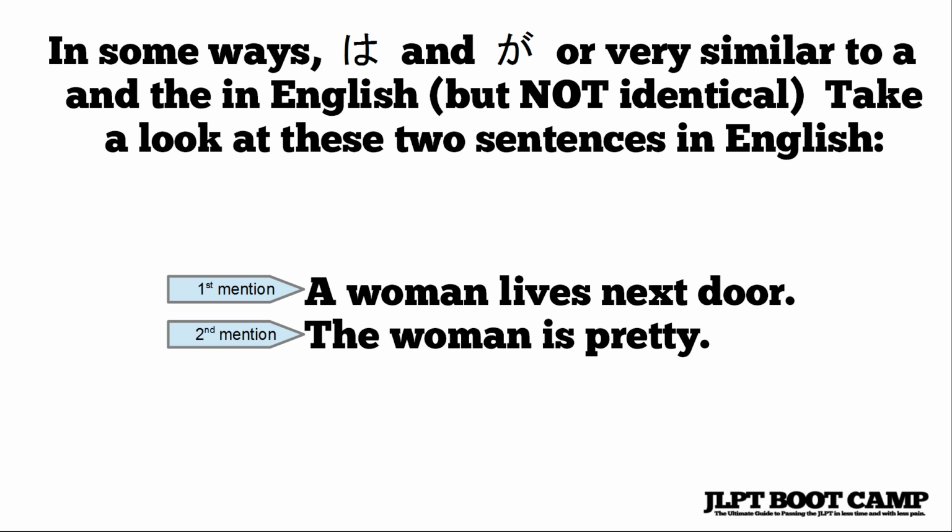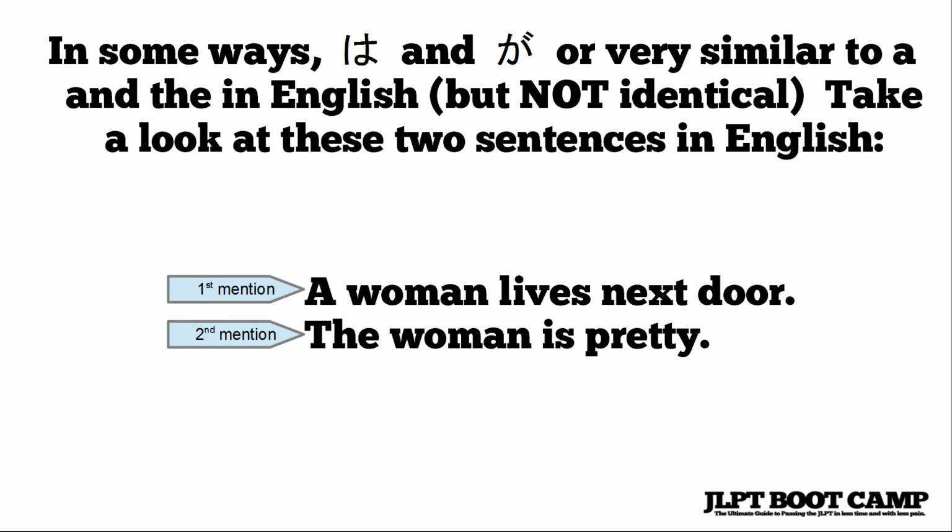First mention, a woman lives next door. We're using a because it's the first time we've mentioned this woman. You don't know about the woman, so we use a. Second mention, we can use the woman because we've already mentioned her before, so we're talking about that same specific woman again. The woman is pretty. And so this is kind of the basic rule in English. A for first mention, the for second mention.